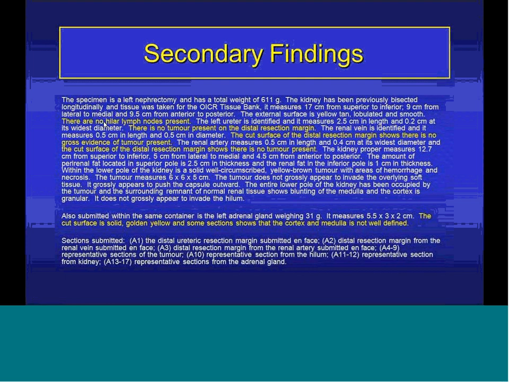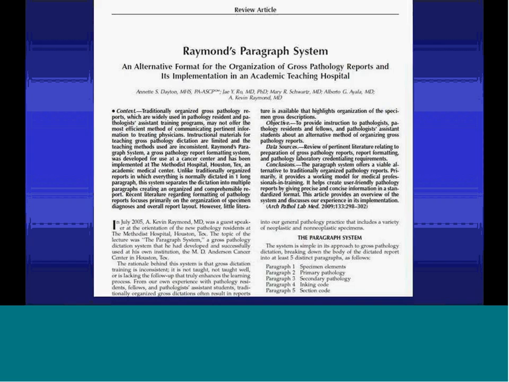In order to deal with this and set some expectations for communication in gross formats, I just wanted to spend a couple of minutes talking about a system that we've used at our hospital the last 2 years with, I think, really tremendous success in standardizing the format of our gross descriptions. And this is a system that was described out of MD Anderson by Dr. Raymond, and it really comes down to a 5-paragraph system. And these are listed here.